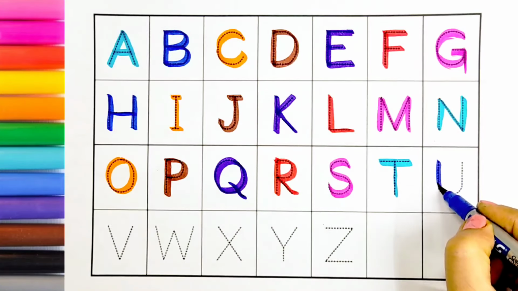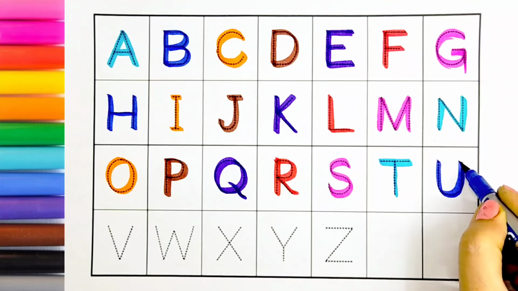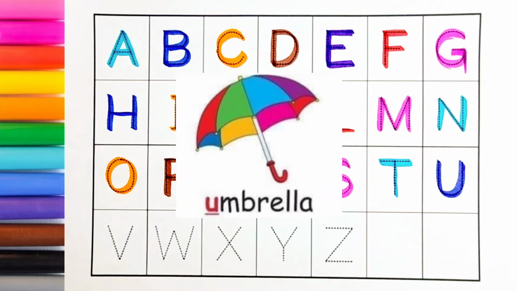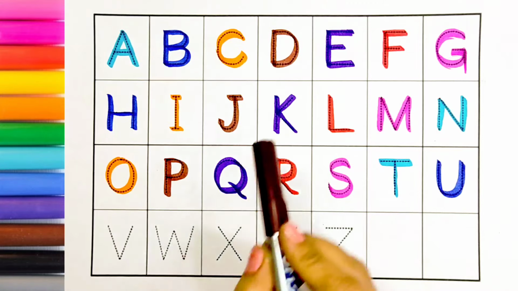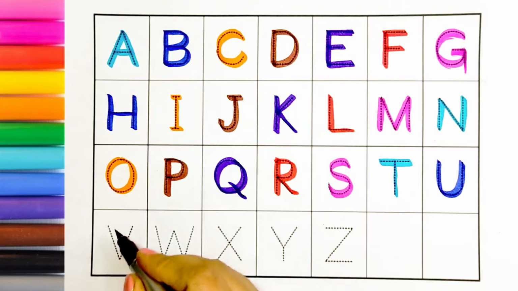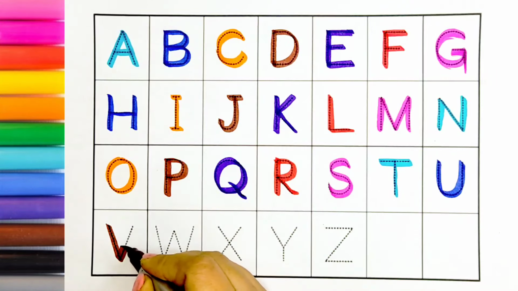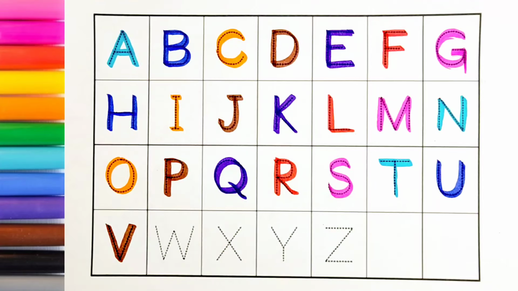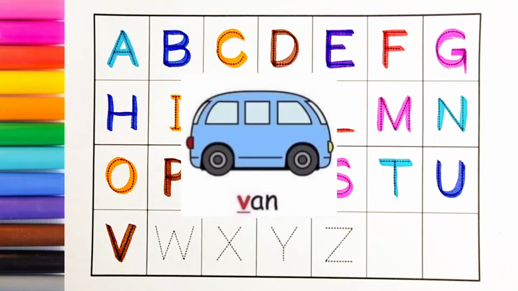Blue color. U. U for umbrella. Brown color. V. V for van.